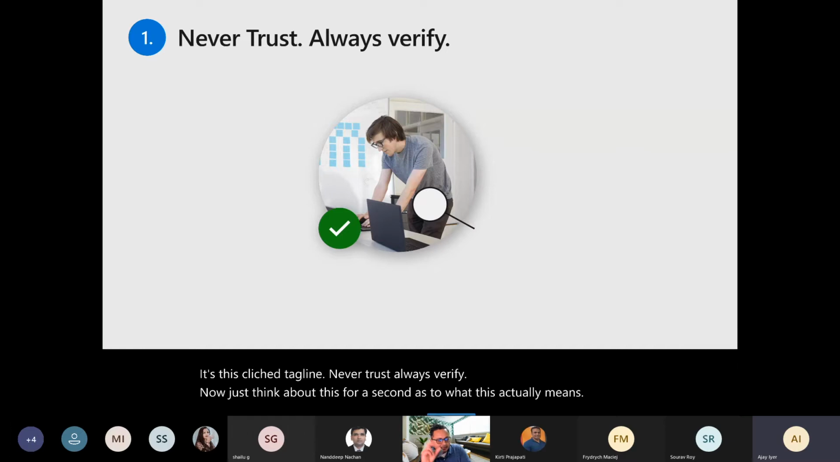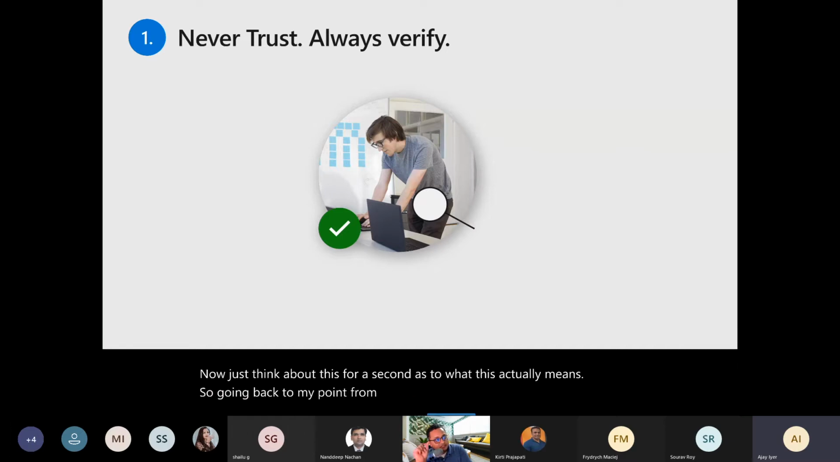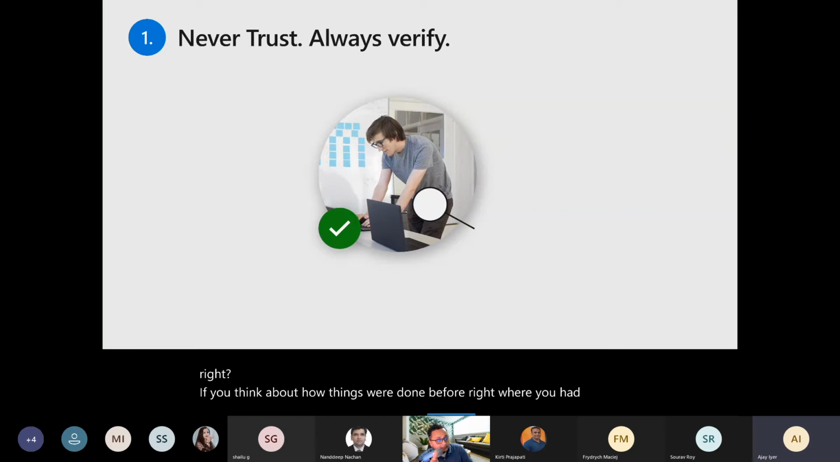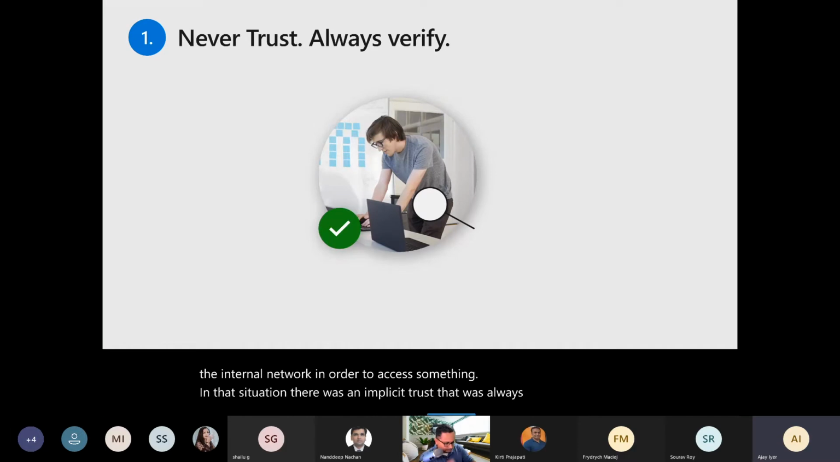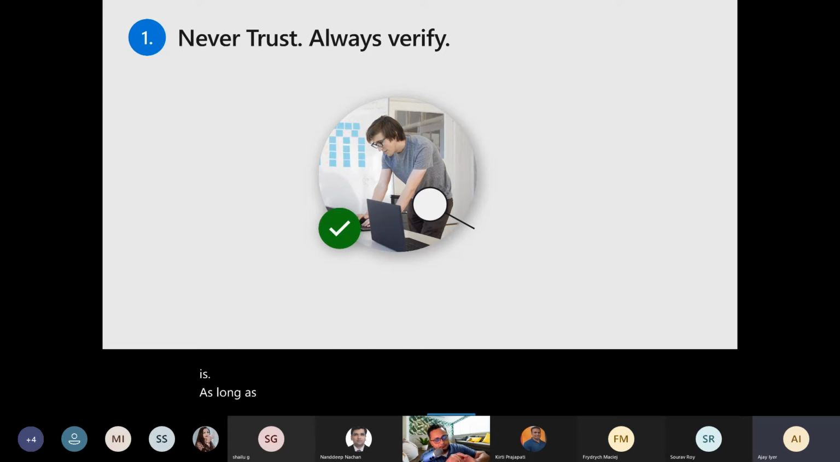So, going back to my point from earlier, which is it's okay for your services to be on the open internet and not behind a firewall, right? If you think about how things were done before, right, where you had to be on the internal network in order to access something. Well, in that situation, there was an implicit trust that was always happening, which is as long as I'm coming from a domain joined device and I'm coming from a trusted IP, that's it.